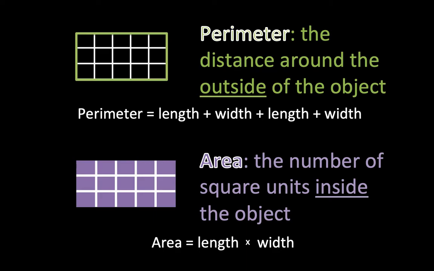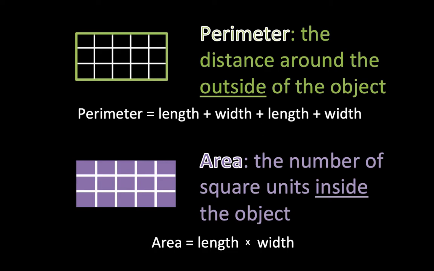Perimeter is the distance around the outside of an object. You can find perimeter by adding up the length of one side, the width of another, the length of the next, and the width of the next. That is, you can add up all four sides to find the distance around the outside of the object to find the perimeter.